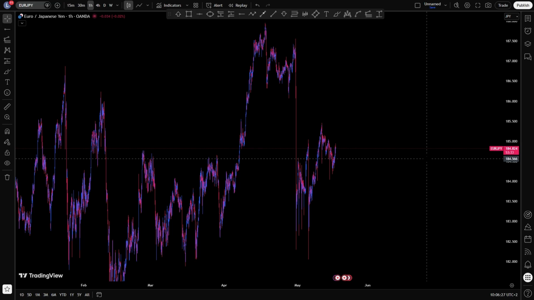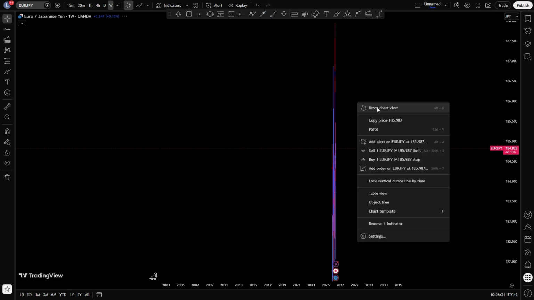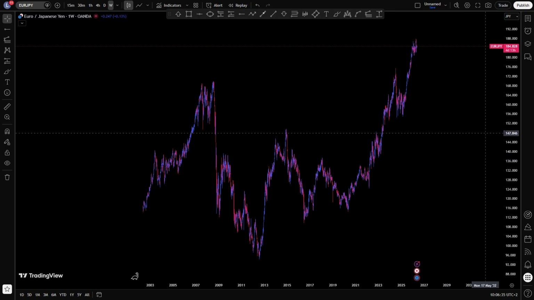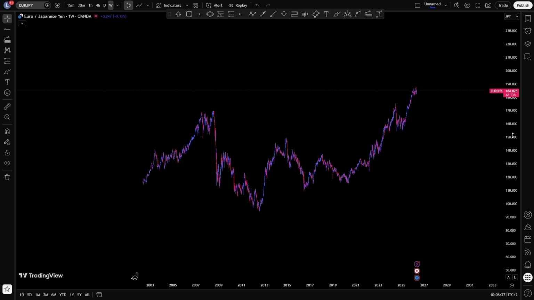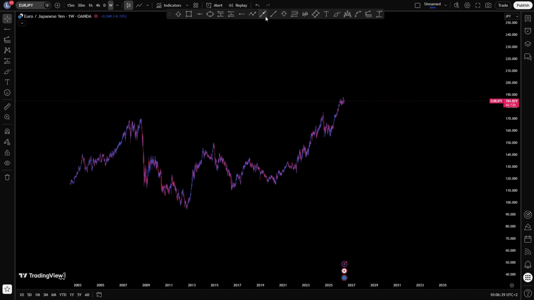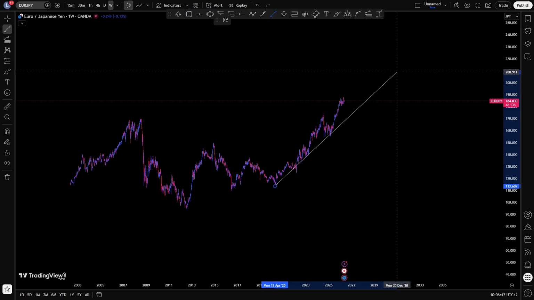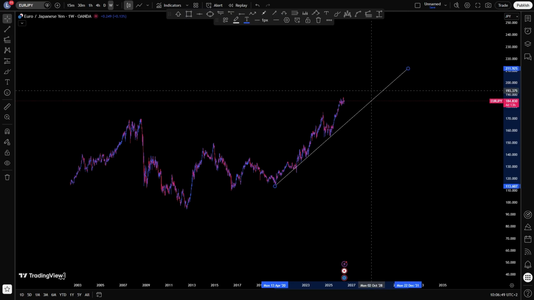I think I'm gonna analyze Euro JPY just for a change, right? I don't remember the last time I analyzed Euro JPY. I will understand by the look of things that okay, the market is at a bullish trend, right? The market is going bullish. That's the thing that's happening, right? The market is at a bullish trend.